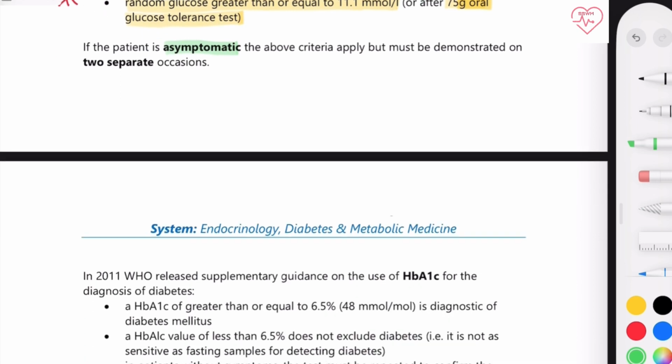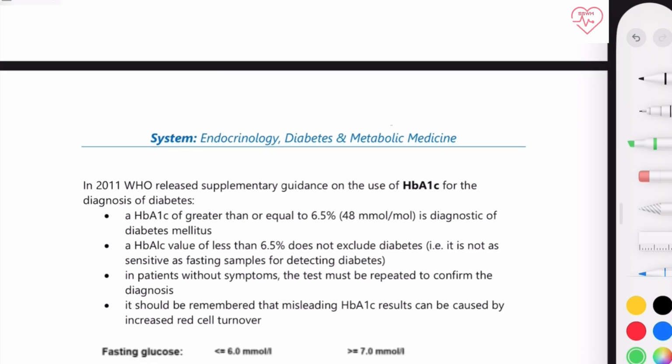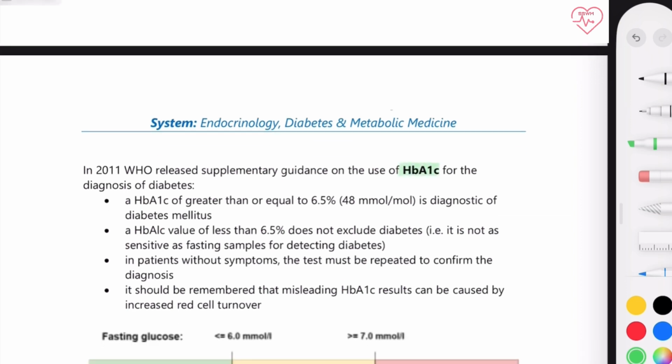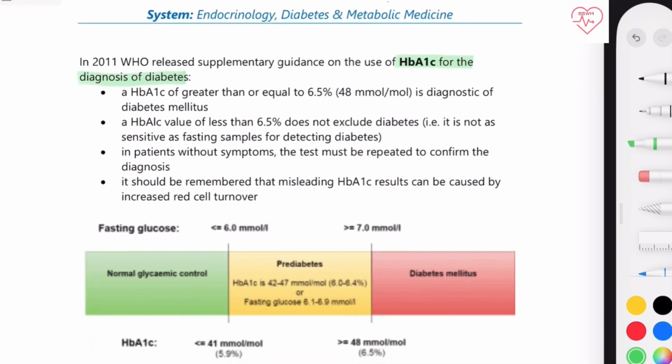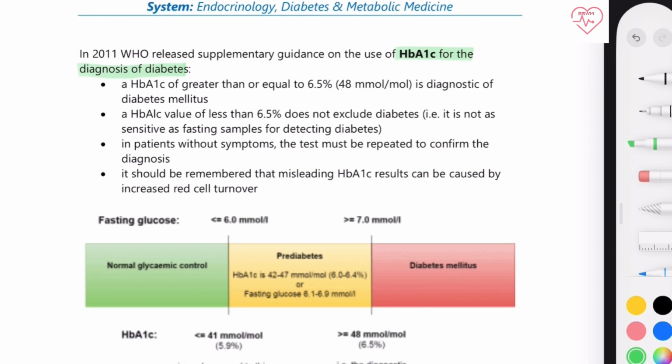Okay, in 2011, WHO released supplementary guidance on the use of HbA1c for the diagnosis of diabetes. Now we have to learn about the diabetes mellitus HbA1c count. So let's discuss. An HbA1c of greater than or equal to 6.5%, that is 48 millimole per mole, is diagnostic of diabetes mellitus.